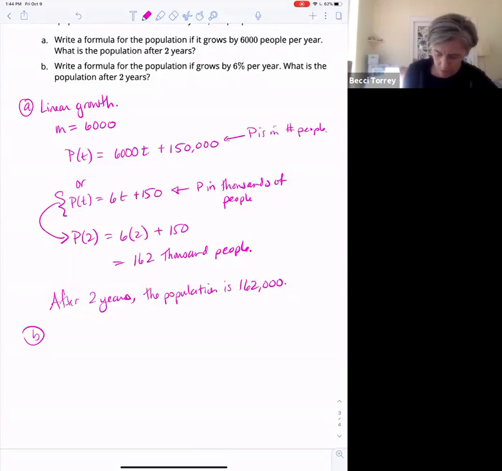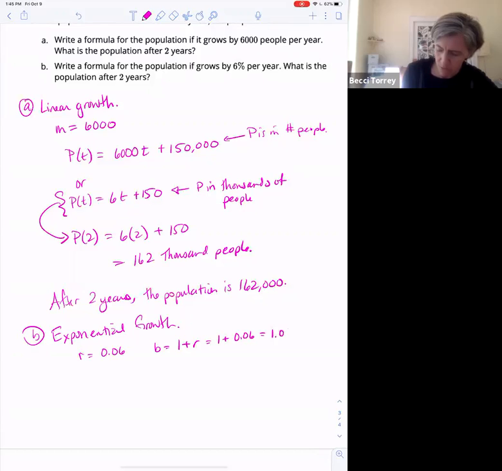Okay, and then part B, they want us to write a formula if it grows by 6% per year. So 6%, that means this is exponential growth. And that means our R value is 0.06. So our B is 1 plus R, which is 1 plus 0.06, or 1.06.